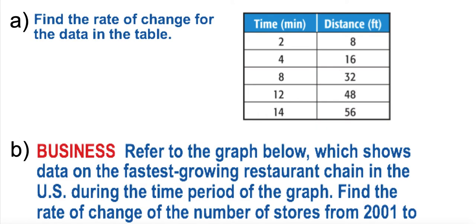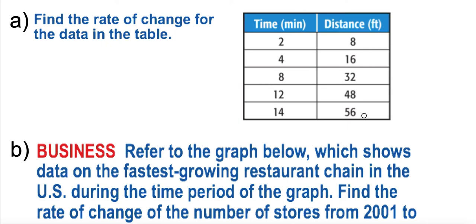We have a couple of different options for how we can calculate rate of change. The last one was just using information that we're given. The next one here, we're given a table. So we want to use this table to figure out the rate of change. We have a distance that something is moving over a time. So we have 2 minutes, 4 minutes, 8 minutes, 12 minutes, 14 minutes, and then we're going from 8 to 56 feet.